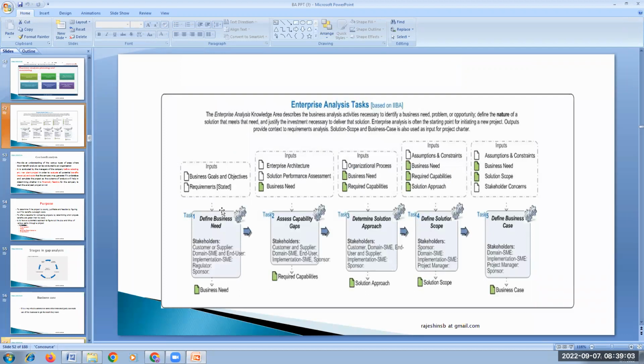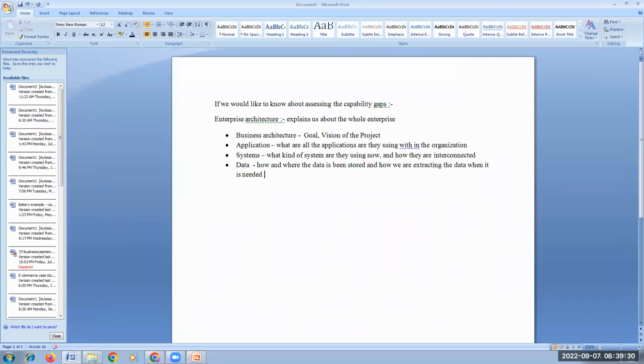So defining the business need, you must know about business goals and objectives. Second, if you want to assess the capability gaps, you need to know about enterprise architecture, followed by the business need. So that here you come to know the major difference you found between the existing and proposed system, right? So here itself, you will be knowing about two different things.